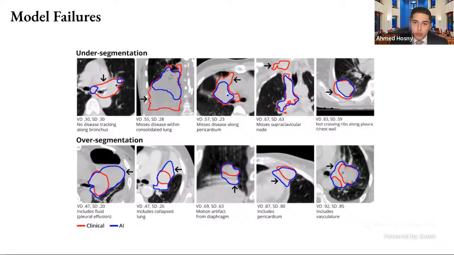And one example here to note is in the bottom row in the middle. Here we have a motion artifact where the patient was breathing during the CT imaging, and this motion is expressed in the image. And our model has mistakenly identified the diaphragm, which is a muscle under the lung, as part of the tumor. And so it is very important to identify these failures in order to help guide the next iteration of data and models.